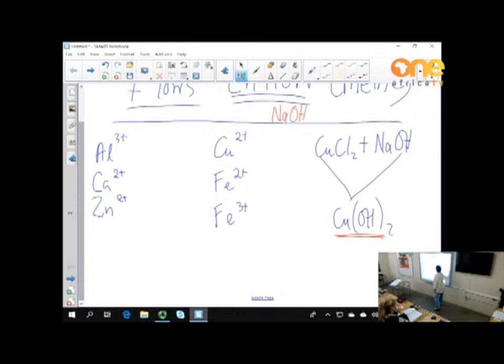If I add sodium hydroxide to a solution containing copper ions, I will get a copper hydroxide precipitate. And it's blue in color, light blue. So what's the color of copper sulfate? Blue. It's a similar color blue that we are talking about, light blue. If I add a couple of drops of sodium hydroxide to iron 2, I will get iron, come on.